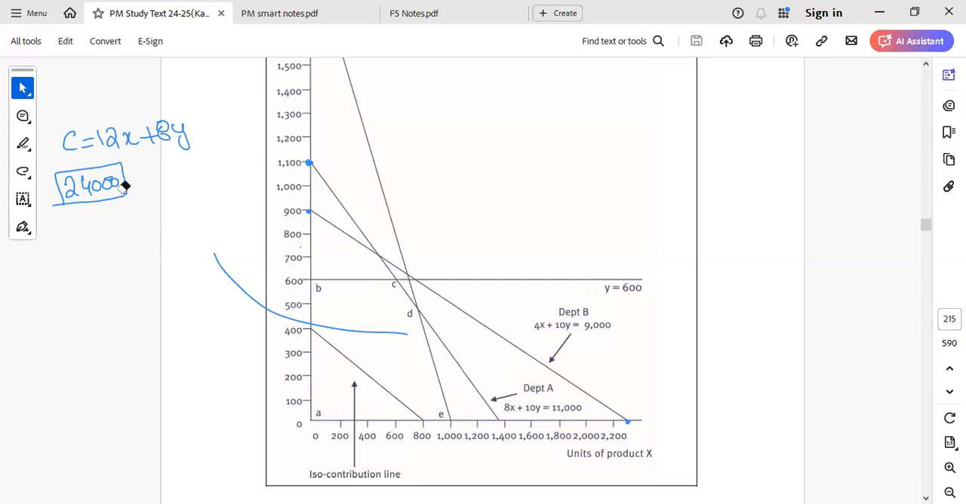24,000 is too much contribution. My physical units exceed the feasible region. Assume the contribution within the feasible region. Let's suppose my contribution is 2,800. Let's suppose our contribution is 2,400.